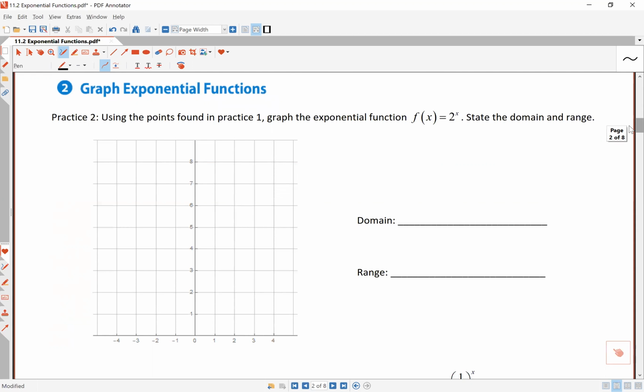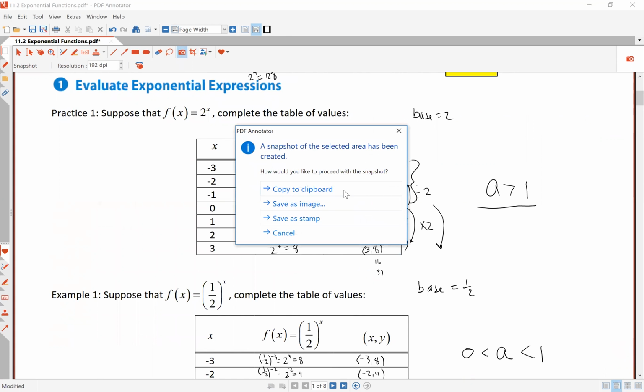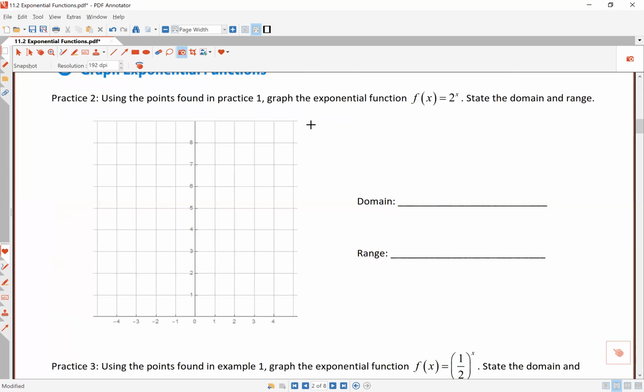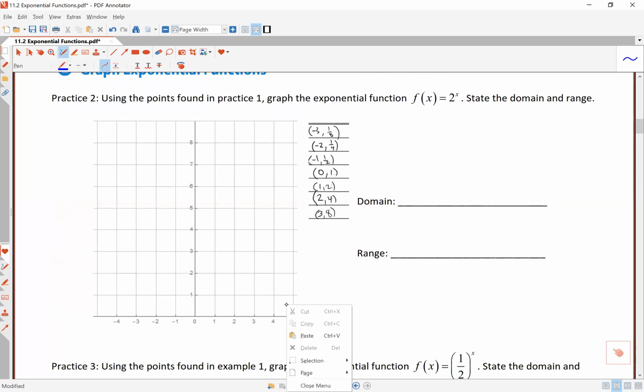Now that you've had a chance to work this out, I'll work this out with you. So we want to take this table of values that we found in practice 1 and use those to plot the points on the graph. We have (0, 1), (1, 2), (2, 4), and (3, 8). 4 would be at 16, so that's off our graph paper.